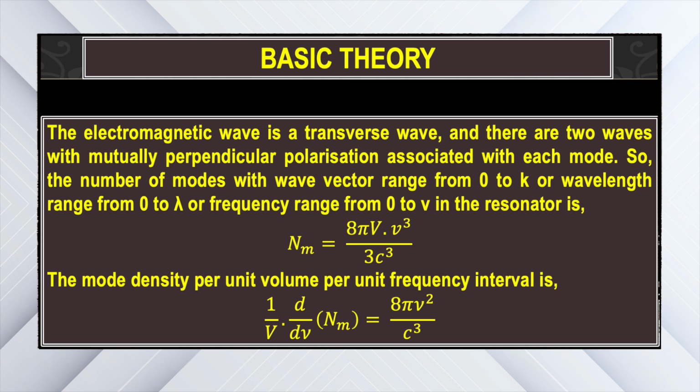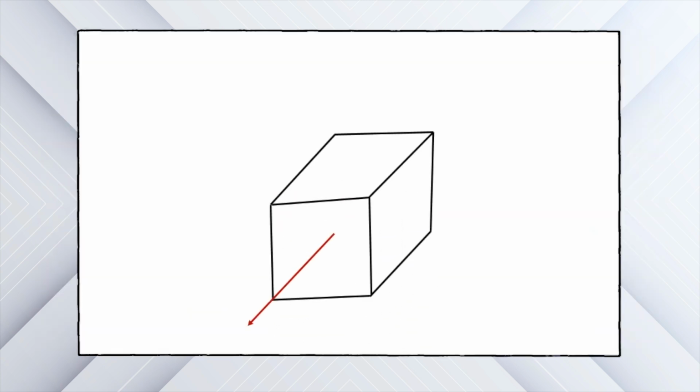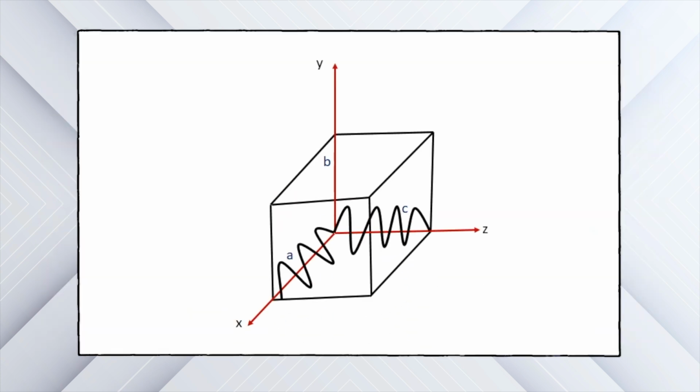Then you will have 8 pi nu square over C cube. Okay. Now, under this condition, you will have a large number of modes. This is the representation of a cube, which is a 3-dimensional volume resonator. If you want to understand, I can give a very good example.